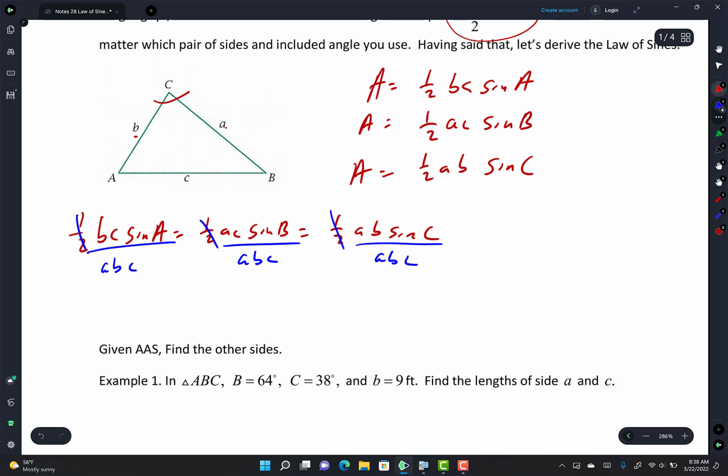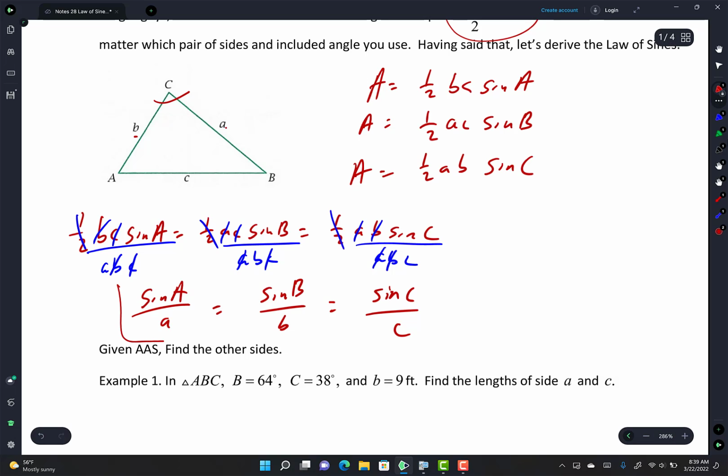And when we do that, here's what happens. B and C cancel out, A and C cancel out, and A and B cancel out. So we're left with this: sine A over little a equals sine B over little b equals sine C over little c. And what do you think they call this? Yeah, they call that law of sines.